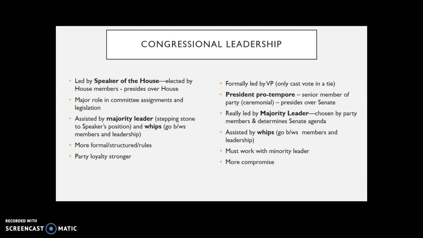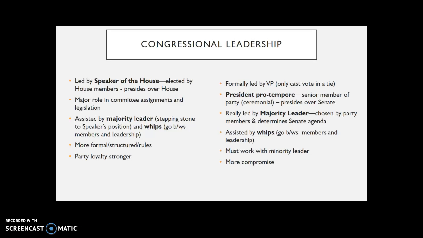And then you have your whips, who are the go-between between members in leadership, right? Making sure that the members are, at the end of the day, voting along party line or loyal to the party. So in the House, it's going to be more formal, it's definitely more structured, you have more rules, and we definitely see party loyalty much, much stronger. Again, there's 435 members, so certainly parties are going to try to have a strong grip on its members.